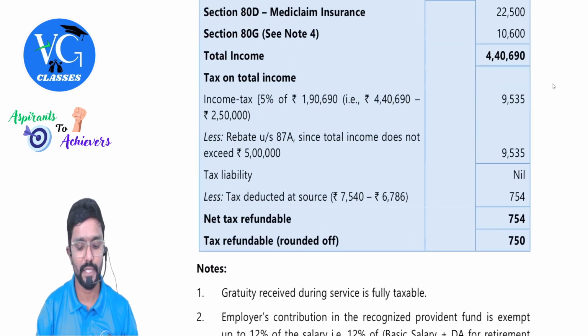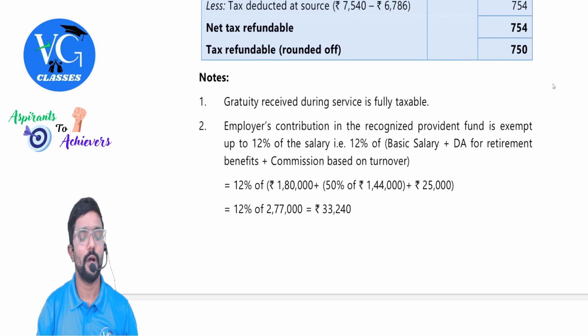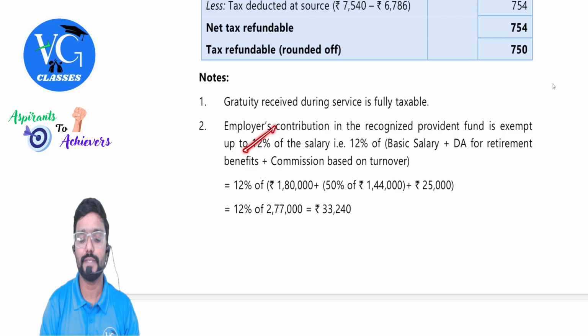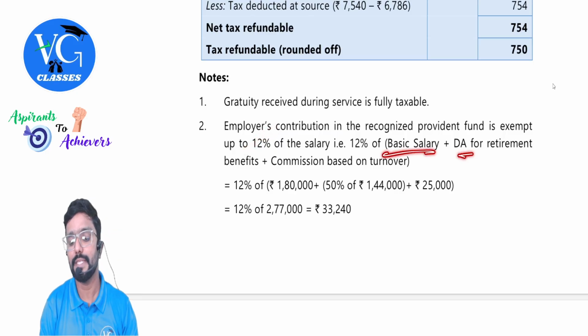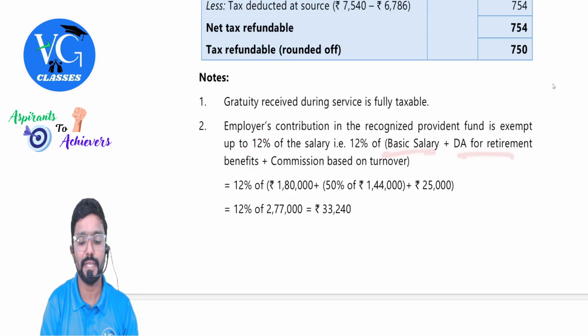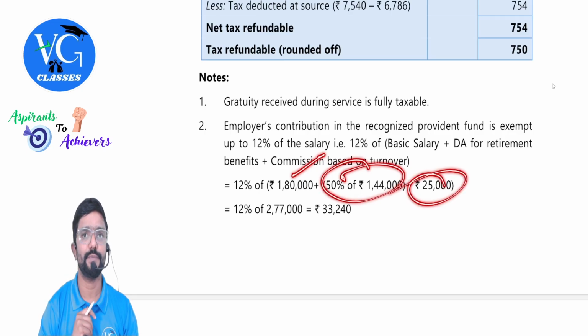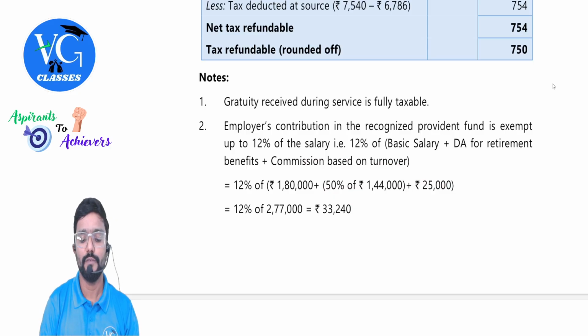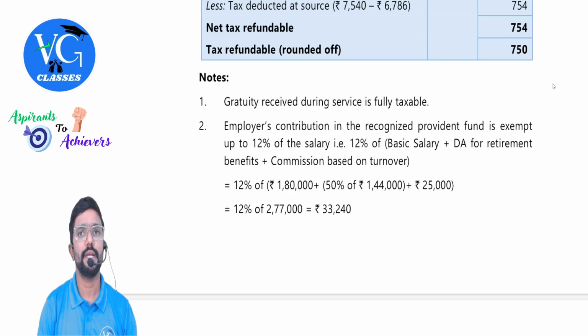They have done the calculation in the note itself. Let us see. How much is exempt, guys? 12% of salary, which is basic pay plus DA forming part of retirement benefit plus commission based on turnover. If you take everything, basic pay fully, DA only 50% for claiming exemption, whereas commission fully, take 12% of it, which comes to 33,240. Please be careful here. Only whatever is forming part of retirement benefit you have to take, which is 50%.